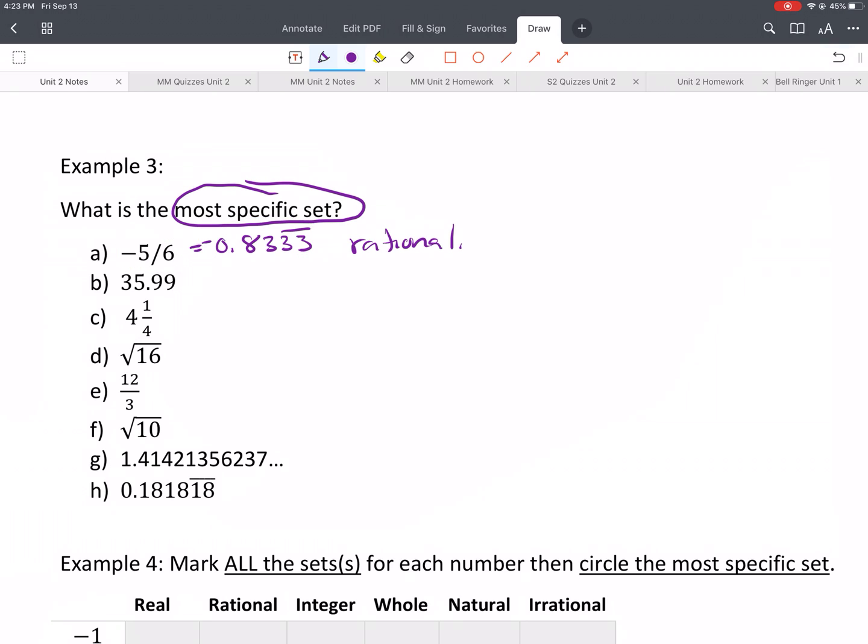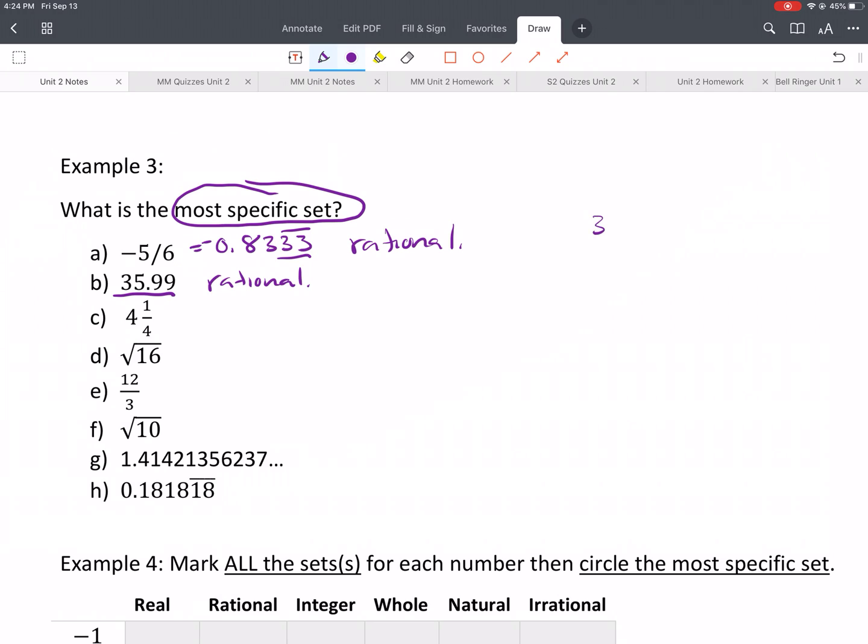Okay, next, this, since the decimal ends, we know it's rational as well. Okay, and you can write any decimal, even if it goes forever, which is kind of cool. You can write any decimal that has a pattern or ends. It can be written as a fraction, which is really cool.